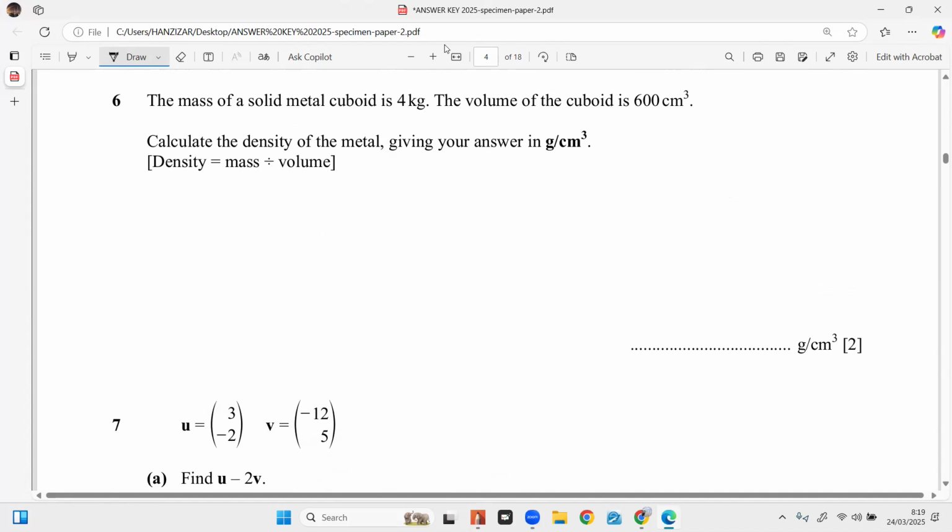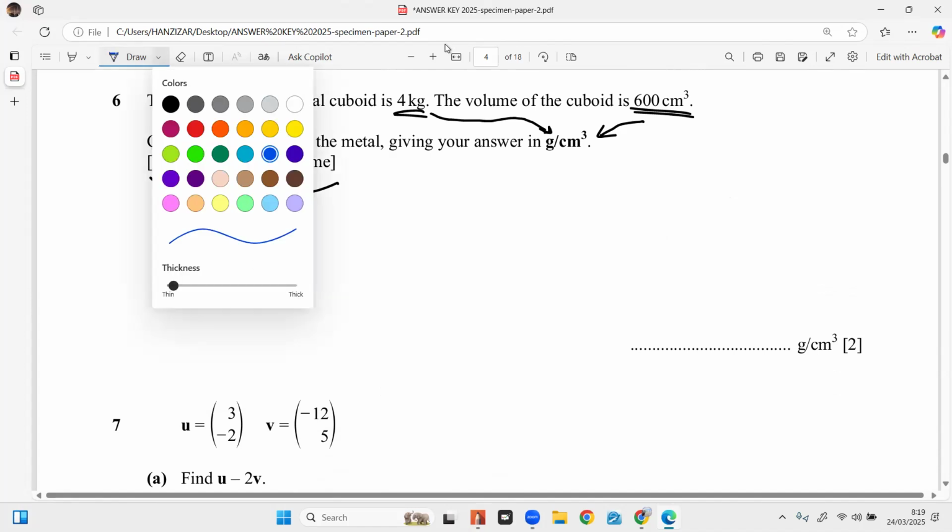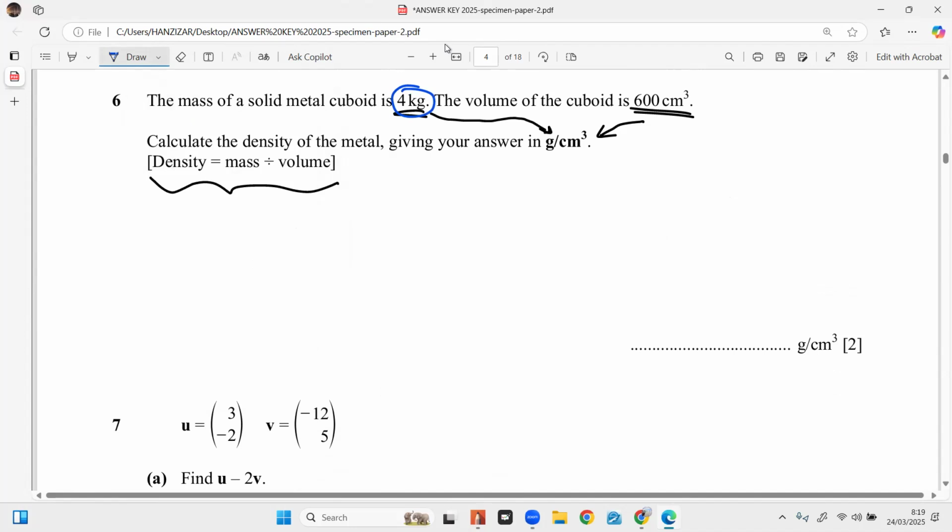Number 6. The mass of a solid metal cuboid is 4 kilogram and the volume is 600 centimeter cube. Calculate the density that is given by the formula mass over volume in gram over cm cube. So first thing first, you need to convert the mass to grams. 4 kilogram, how many grams? 4,000. We just multiply by 1,000. The volume is 600. So make it fast. Density equals mass, which is in grams, over 600.